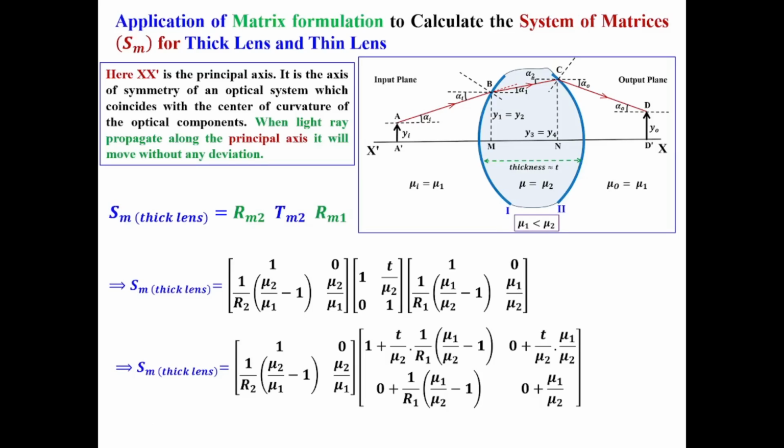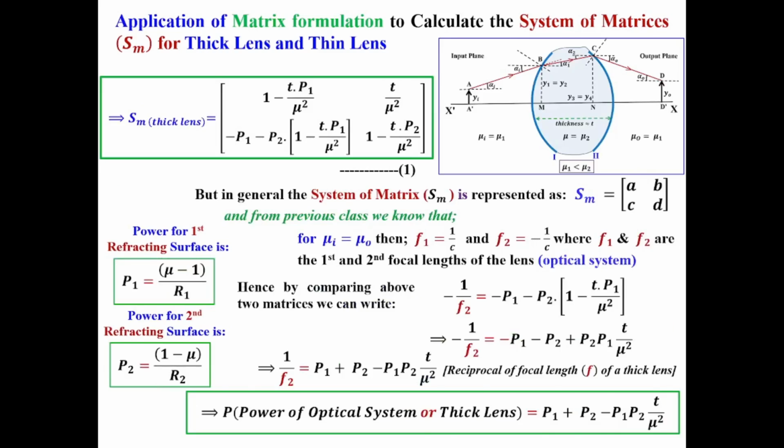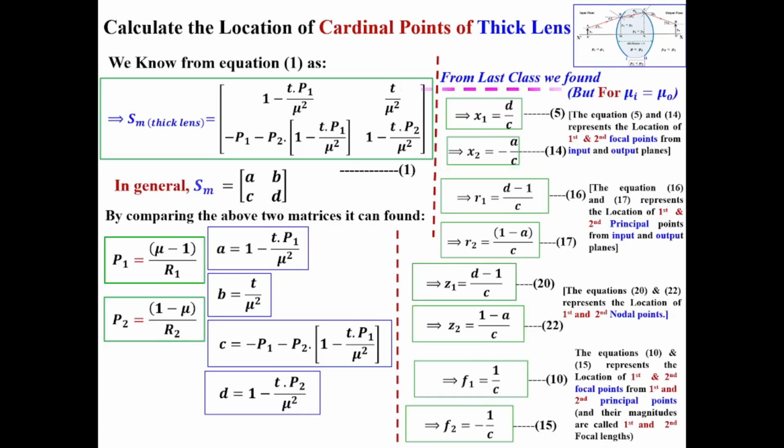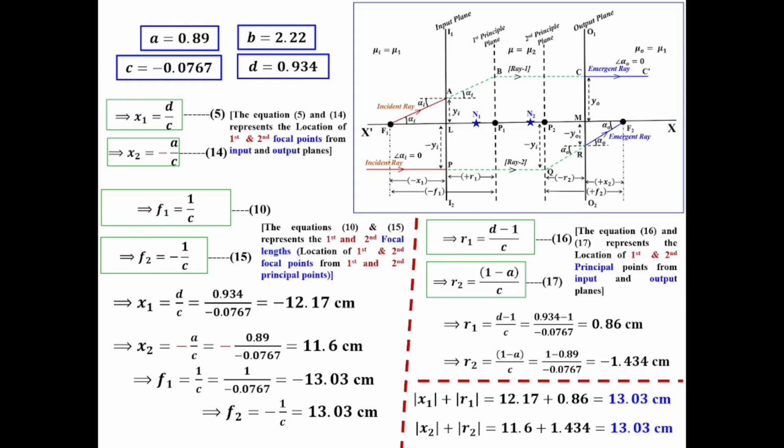Okay, hello everyone. In our last class, we discussed in detail the calculation of the system matrix for thick lenses. We also evaluated the cardinal points of a thick lens with a numerical. I suggest that you remember these equations, which help to find the cardinal points of a thick lens. And this matrix represents the system matrix of a thick lens. In detail we have discussed this, and this numerical also we discussed in detail.